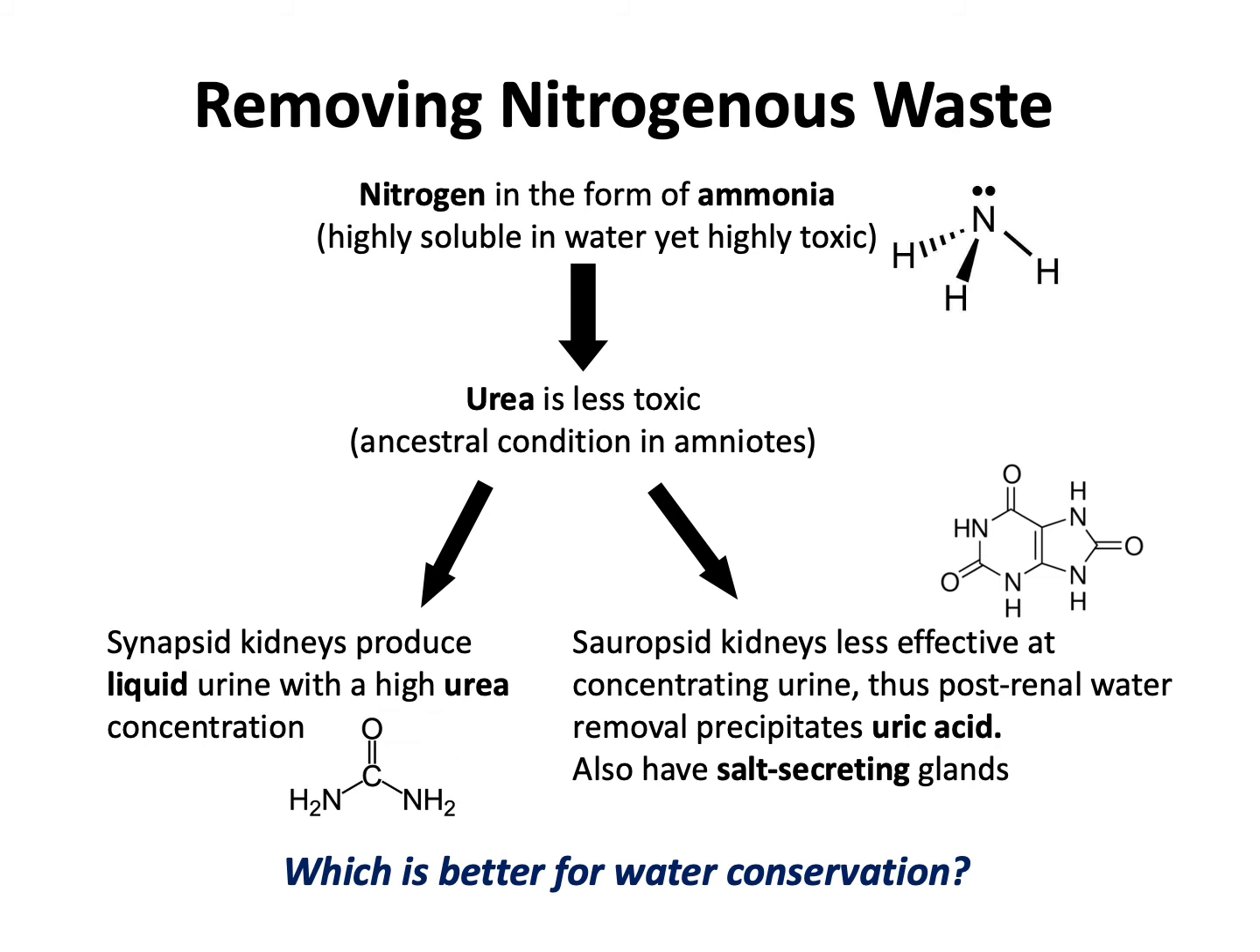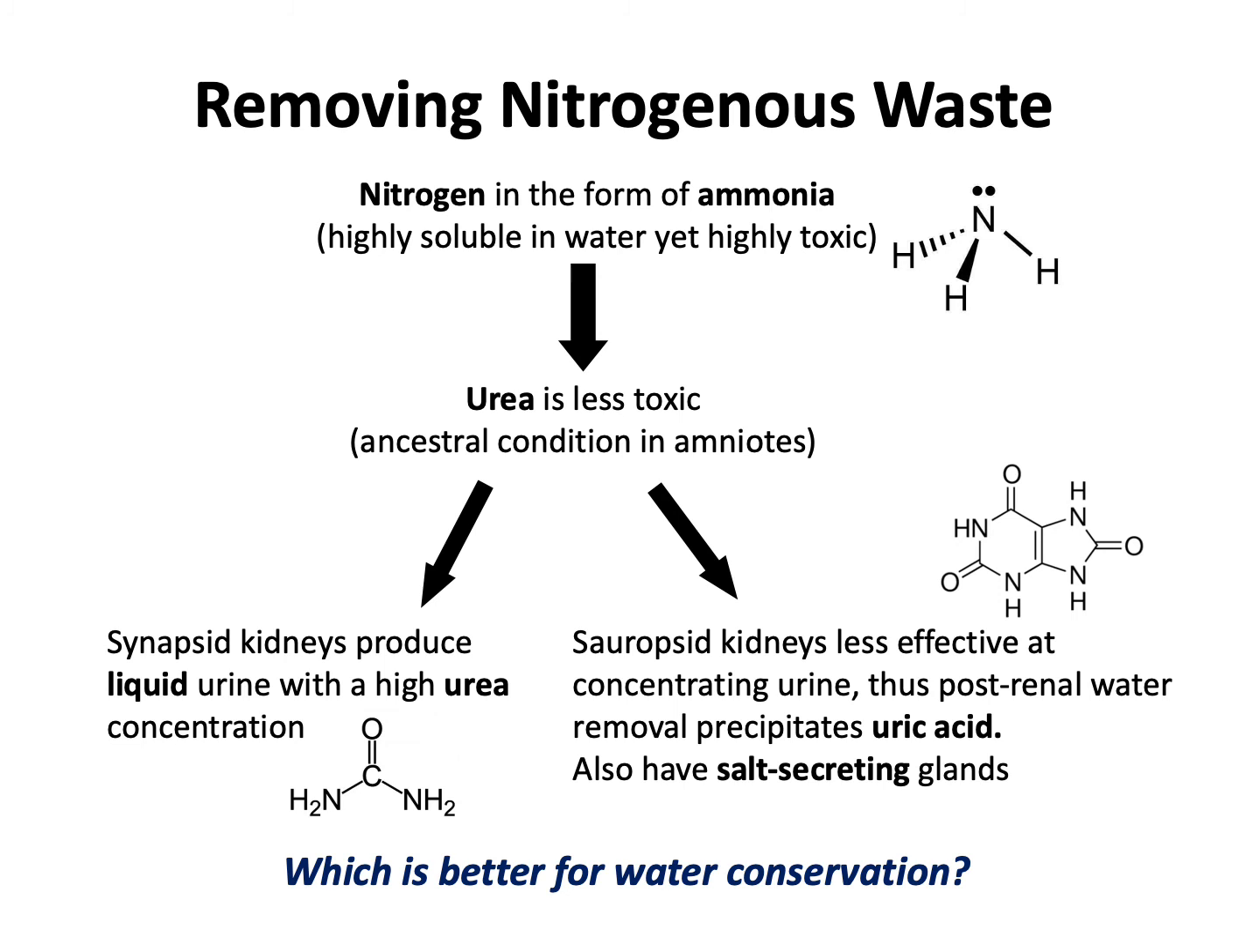Now we use our urine for more than just getting rid of nitrogenous waste. It also helps to regulate what's in our blood, but that's the way we do liquid urine. Sauropsids, on the other hand, their kidneys are not as efficient at concentrating, so they can't produce liquid urea per se. So instead what they do is they precipitate out this crystalline acid, uric acid.